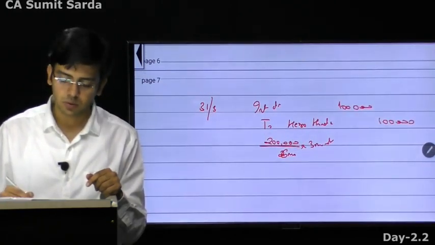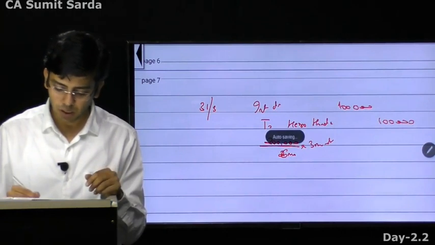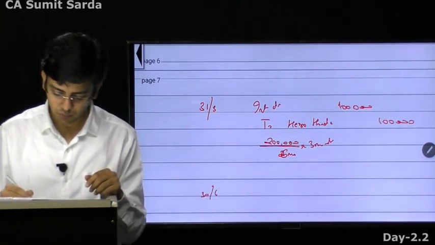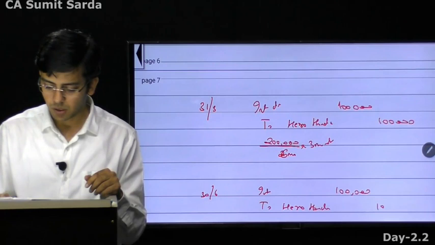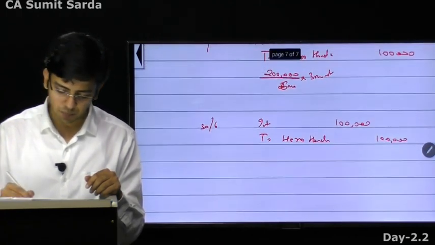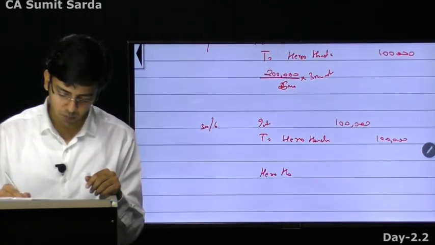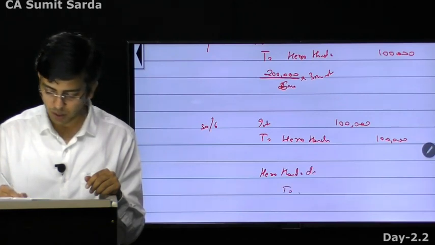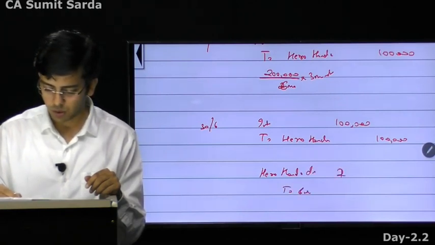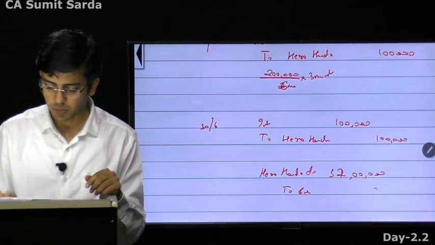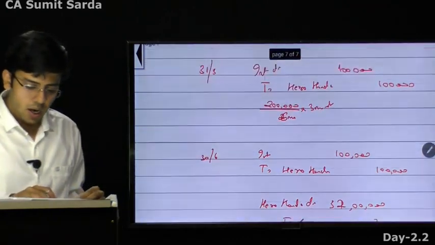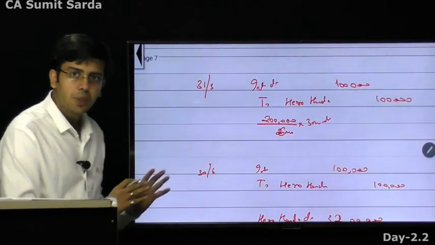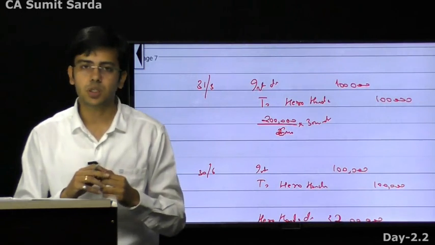After that, when we are going to actually pay on 30th June, again I'll write interest to Hero Honda, 1 lakh, the remaining amount. And then we'll pass the payment entry, Hero Honda, debit to bank, 32 lakhs, the price of the bike and the interest. I hope I've cleared up the complete summary of what Indian accounting standard wants to say.